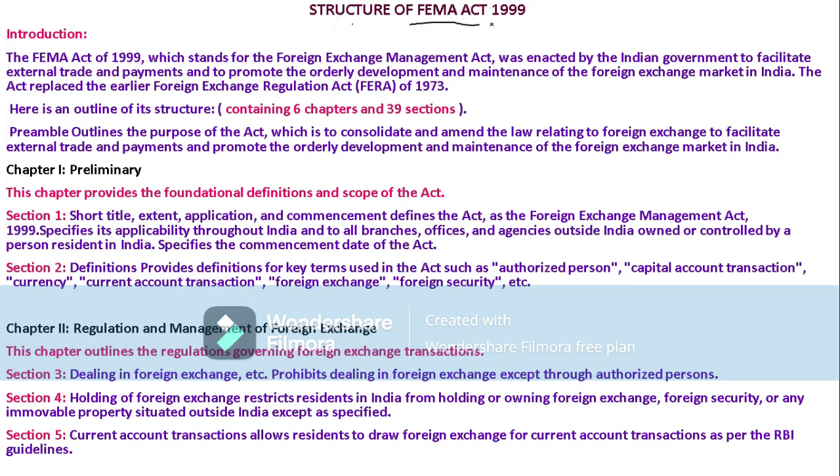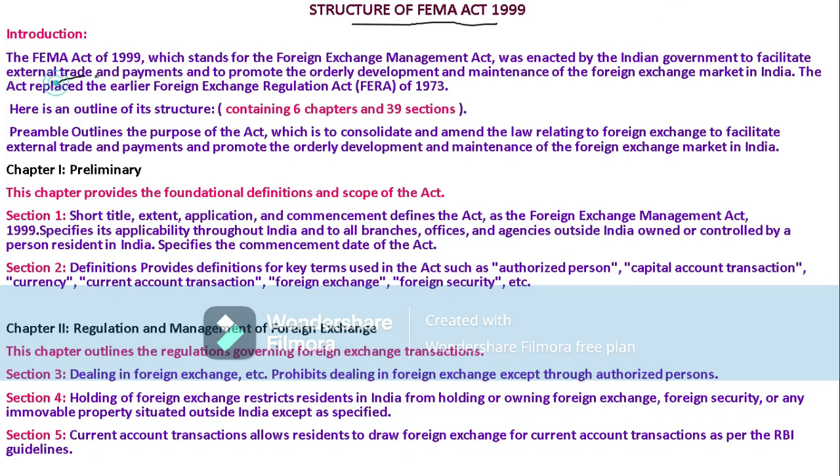So the structure of the FEMA Act means the comprehensive framework of the FEMA Act, which includes 6 chapters and 39 sections. All those 6 chapters along with 39 sections deal with the activities of the FEMA Act. Basically, we know that the FEMA Act of 1999 stands for the Foreign Exchange Management Act, which was enacted by the Indian government to facilitate external trade and payments and to promote the orderly development and maintenance of the foreign exchange market.